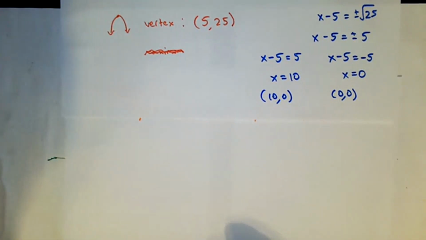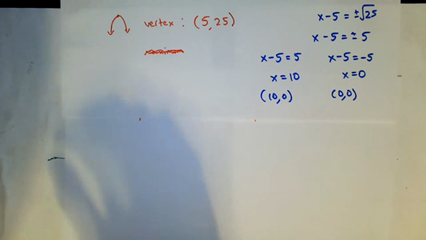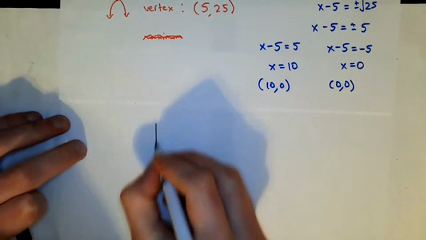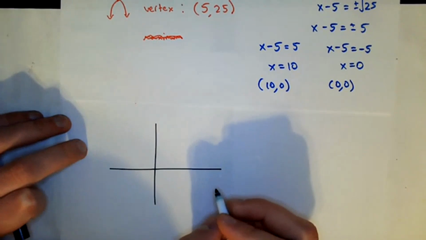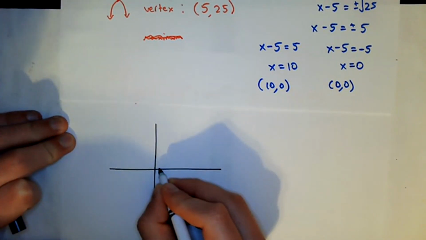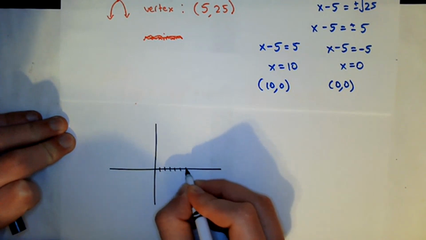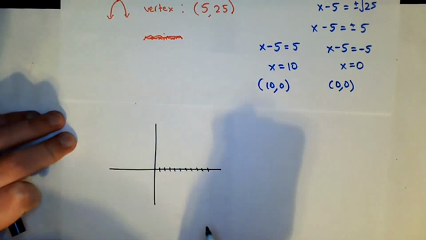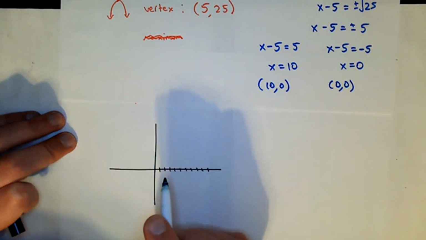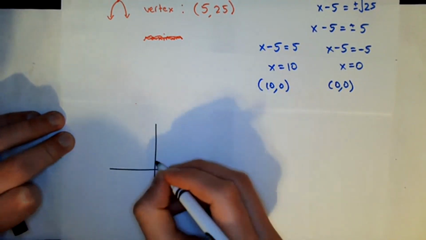Now they ask for a sketch of a graph. So you would, of course, I'm just going to do it by hand here. I need to go all the way out to 10. So 1, 2, 3, 4, 5, 6, 7, 8, 9, 10. And then my vertex was at (5, 25). I'm going to count.